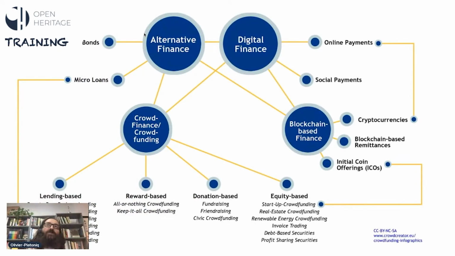So talking more about, let's get back to the bird's-eye view. When we talk about community funding, we need to think that the cosmology of these different alternative funding schemes is pretty large, right? So you have on one side what we call alternative finance. So you consider, for example, social impact bonds, microloans. We have on the other side digital finance, a bit more classic. So all these online payments and social payments. There's a whole bunch of initiatives looking at blockchain-based finance. So cryptocurrencies, blockchain-based remittances, initial coin offerings, etc. So it gets very, very technical. But if your community is very technical, maybe that's a way to do finance.